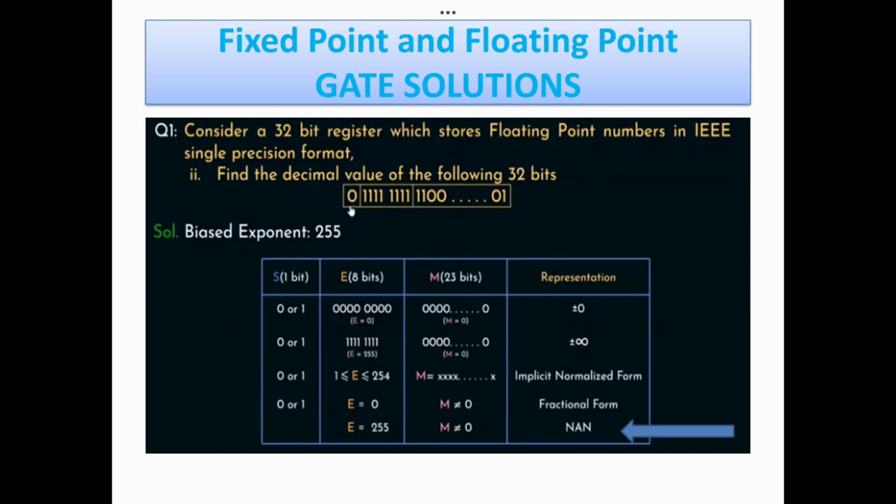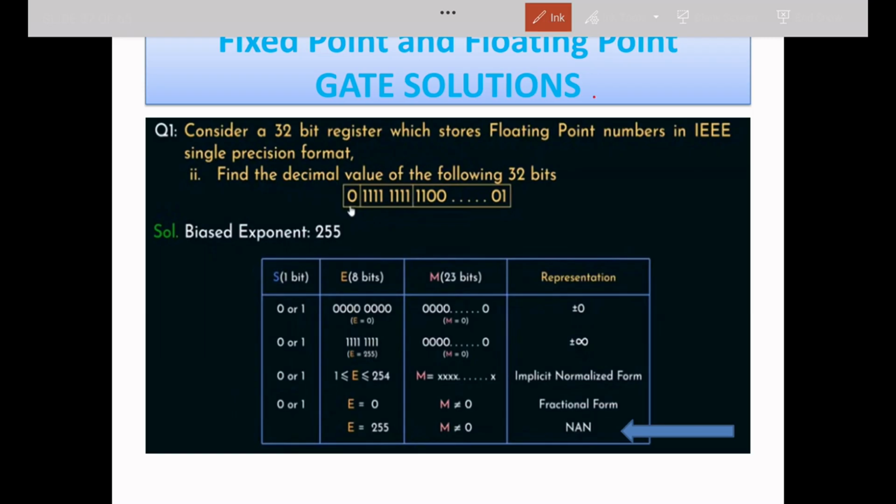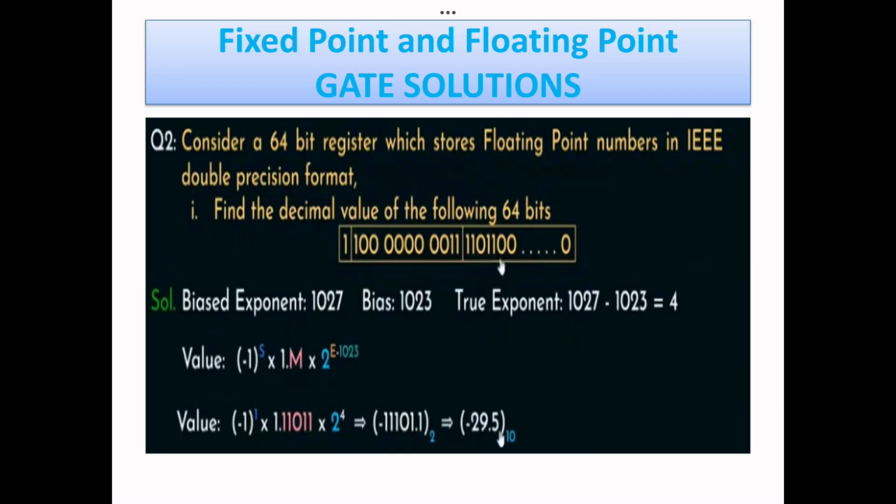Now the second question he is asking, and this is also a GATE question: a 32-bit register, find the decimal value for the following 32 bits. He has given you this question. Now you can see all are 1 here again. All 1s means max for the exponent, but in the mantissa there is some value. So this is not a max actually. The mantissa is not equal to 0. What is the meaning of this? You are coming here. So this is the non-representation form of floating point.